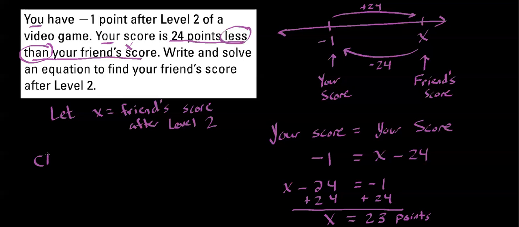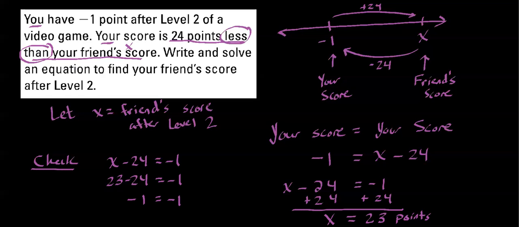And let's do the check real quick. So my original equation is x minus 24 equals -1. I think my x value is 23. So I have 23 minus 24 equals -1. And 23 take away 24 is -1. So all this checks out.